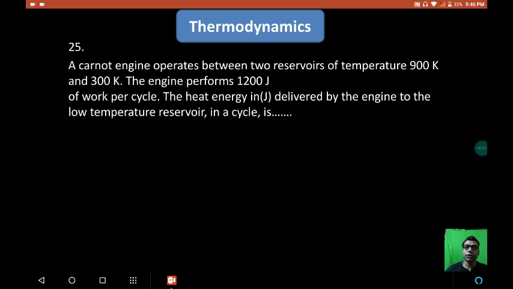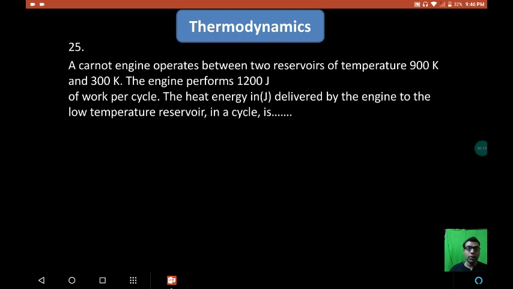Now this is a question from thermodynamics, from the Carnot engine. If you know about the Carnot engine, the question is going to be very simple. It says that the Carnot engine operates between two reservoirs of temperature 900 Kelvin and 300 Kelvin. The engine performs 1200 joules of work per cycle. Now, what is the heat energy in joules delivered by the engine to the lower temperature reservoir?